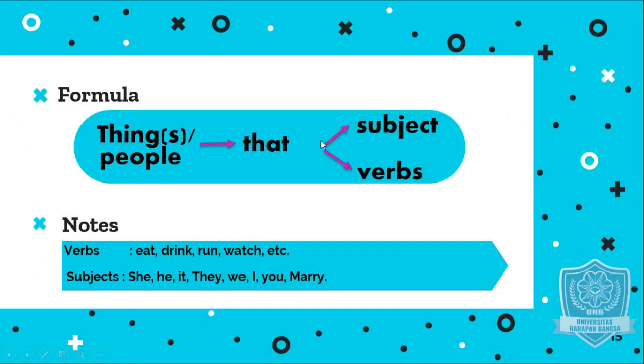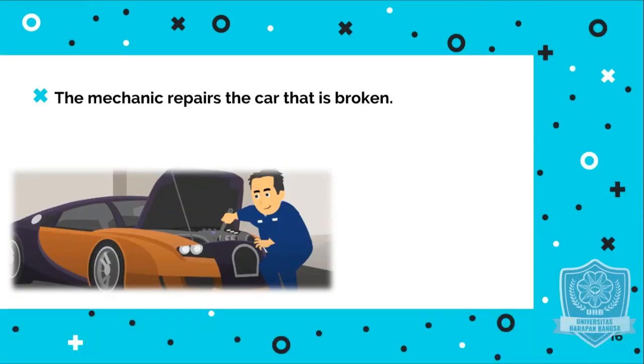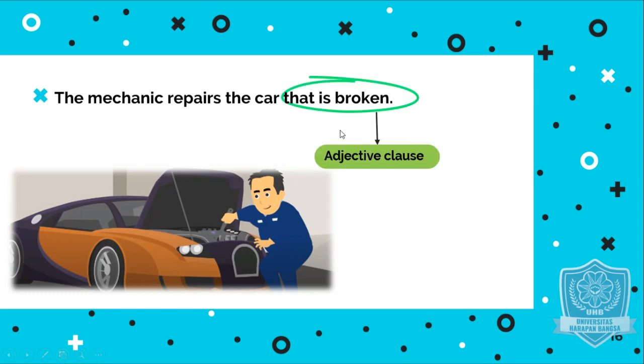So after the pronoun that, you can follow it by using a subject or verb. Take an example here. The mechanic repairs the car that is broken. That is broken here is an adjective clause, namely, it is to describe the car. The car is a noun or the object of the sentence.